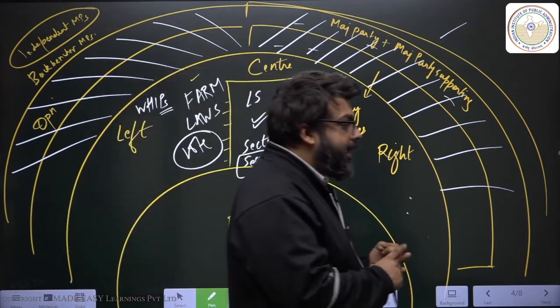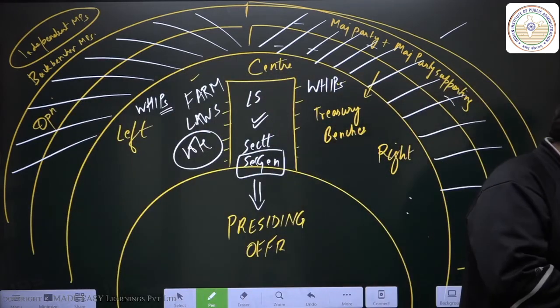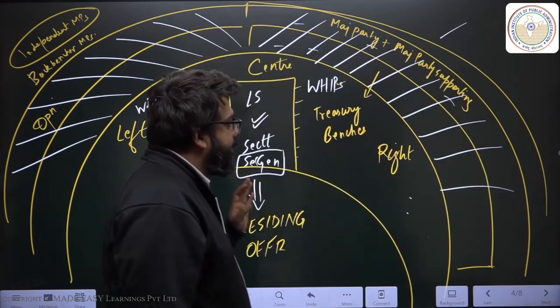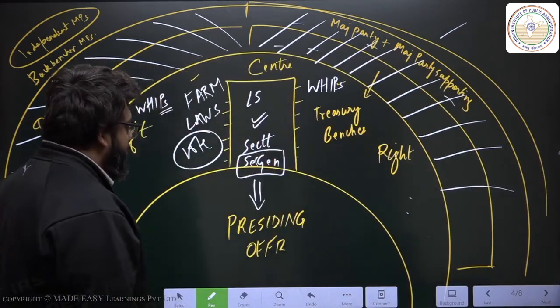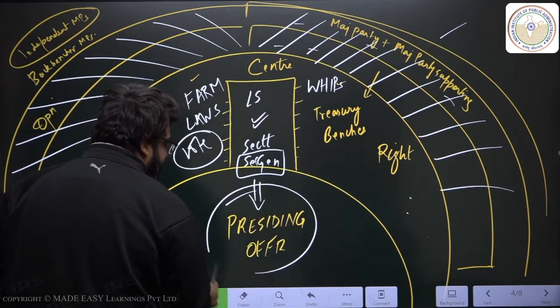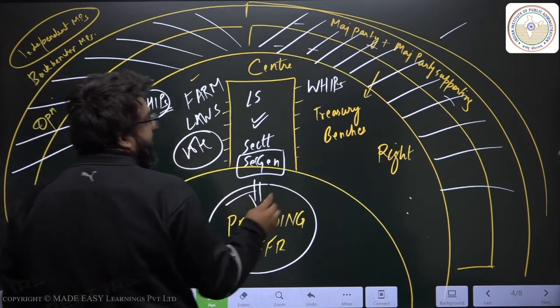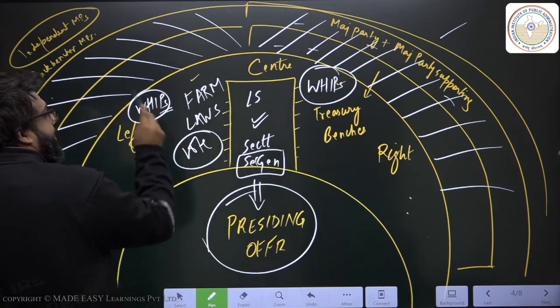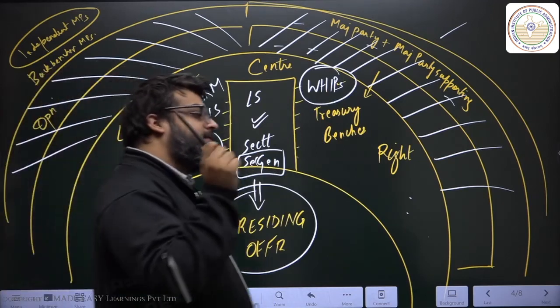Do we understand this? Are we okay with this? So this is exactly how your entire ecosystem works. So you've got the secretariat, you've got the presiding officer, you've got whips. So BJP will have one whip. Each opposition party will have one whip.